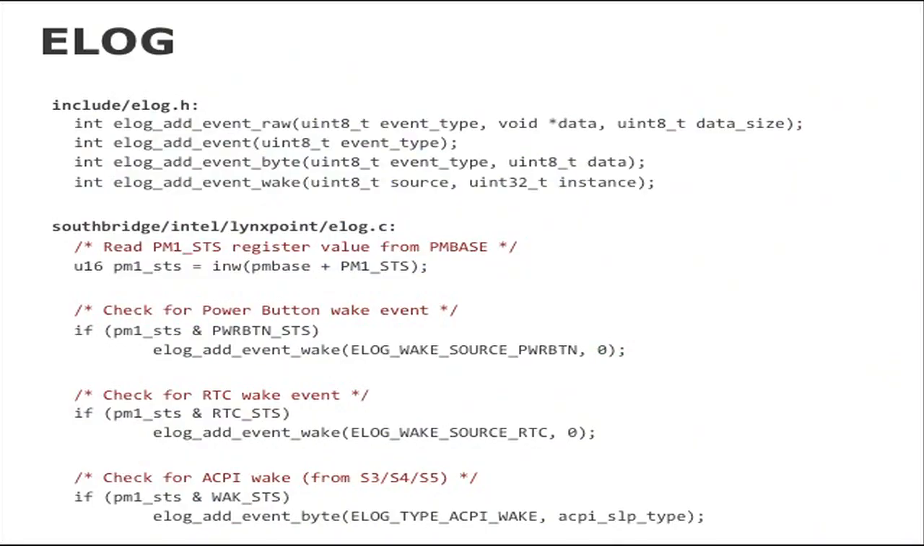First, let's talk about what it looks like within coreboot. Again, kept very simple. There's this elog.h file that defines a number of different functions that are available to log an event of different kinds.